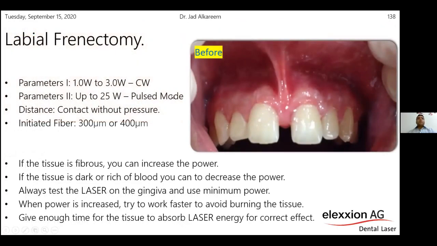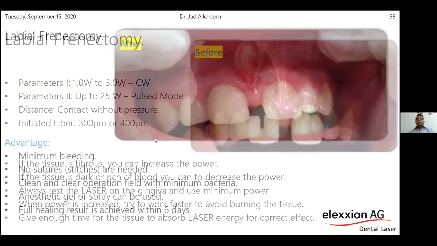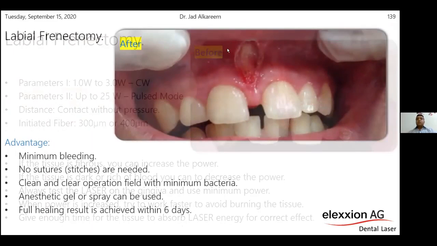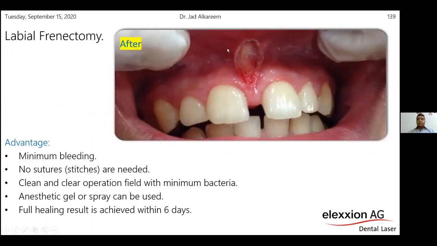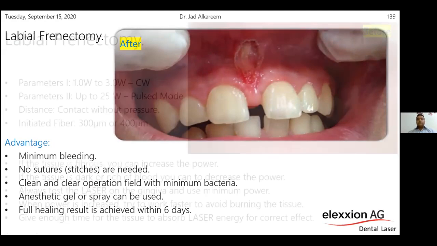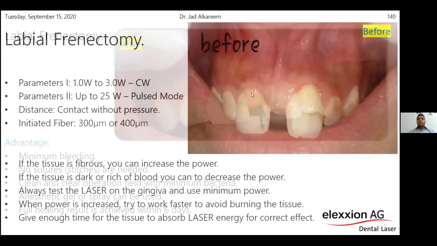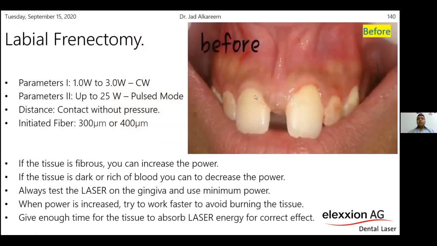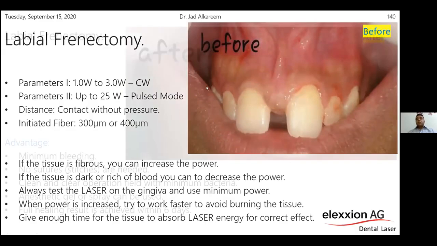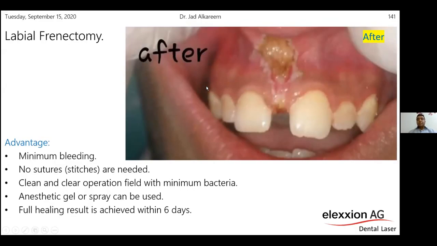Here is another case of labial frenectomy. So it also has the same parameters compared to the last one. This is the picture before, and here is the picture after the treatment, and the final result was achieved within 6 days. Also another case of labial frenectomy. This is before, and here is after the treatment was done, and the final healing result was achieved within 6 days.